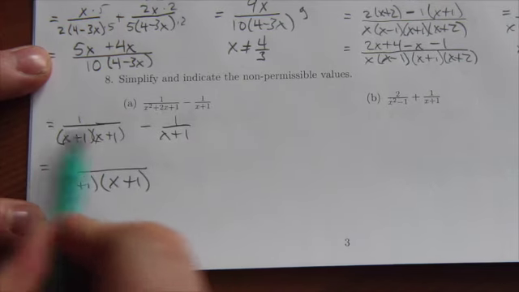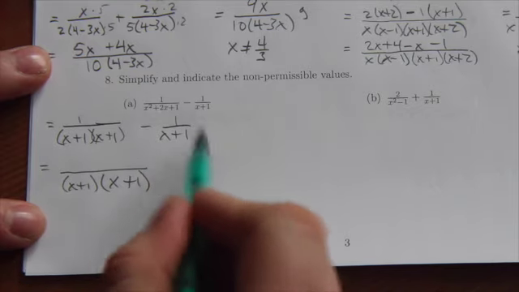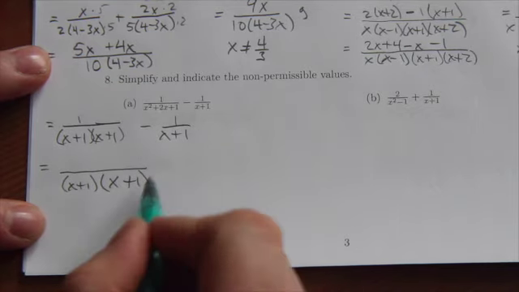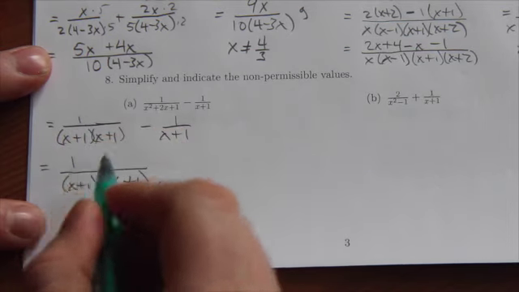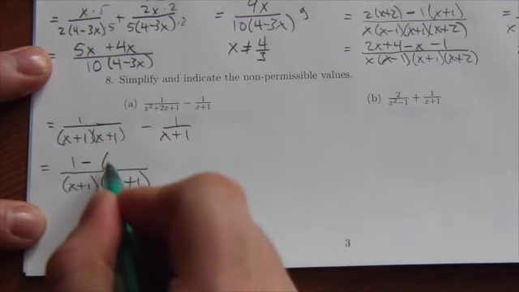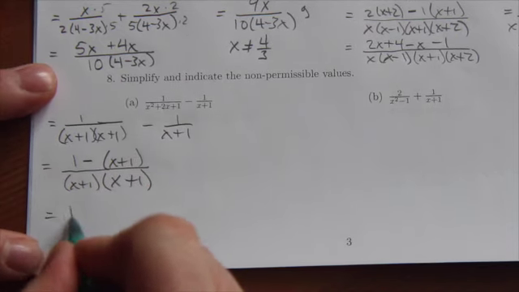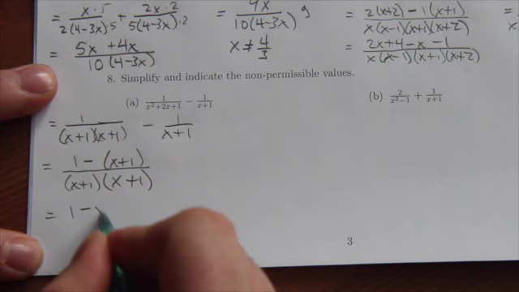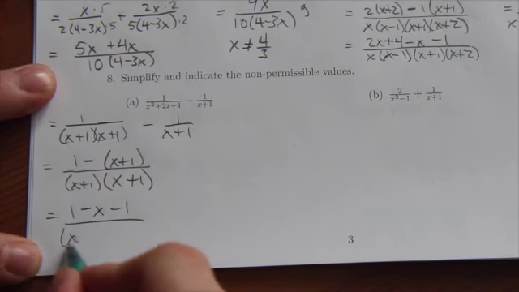This term here was good. The denominator was already exactly what I needed it to be. But this term over here is missing that additional factor, so I've got to put it in there. So 1 from that first term minus 1 times x plus 1. Now distributing the negative through, we get 1 minus x minus 1.